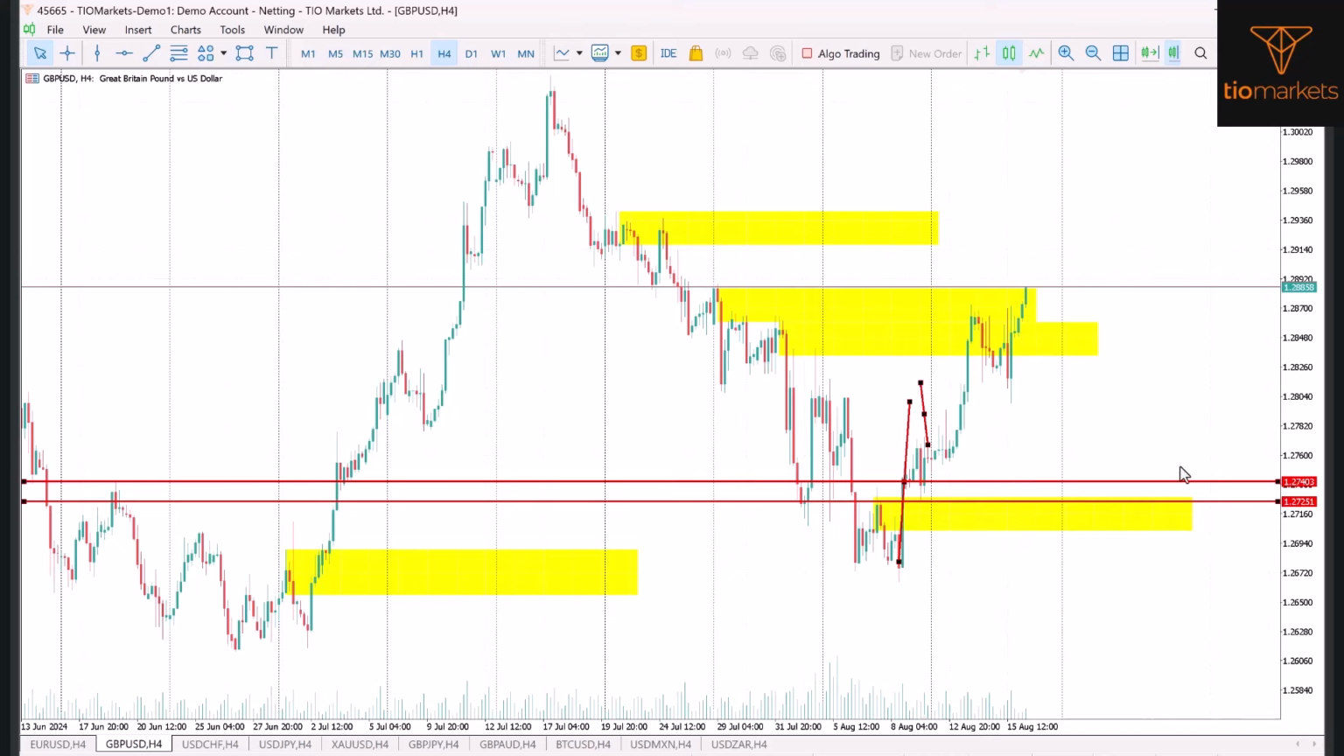So this is how you are going to be trading order blocks and breakers on the M15. That's using the same principle that you get on the higher time frame, and in this case the H4.